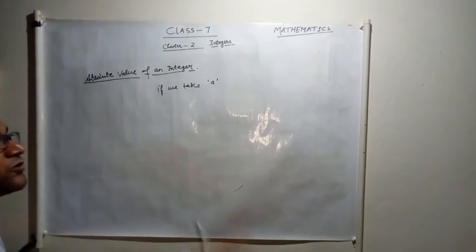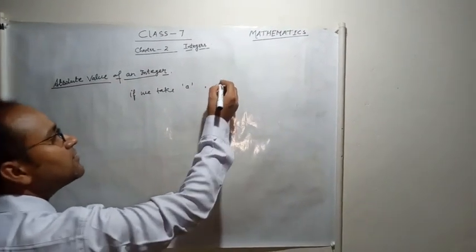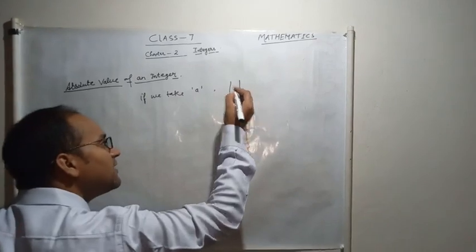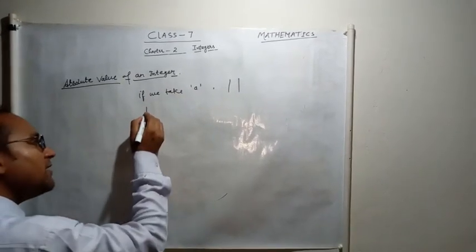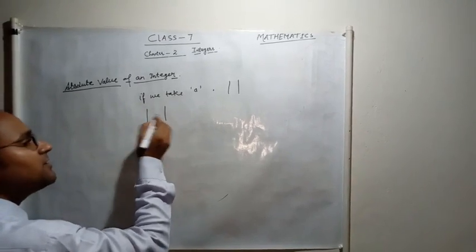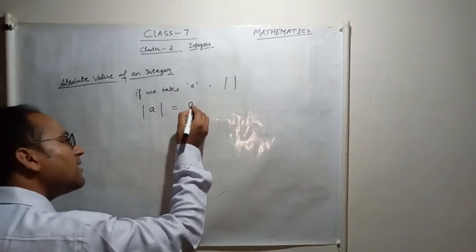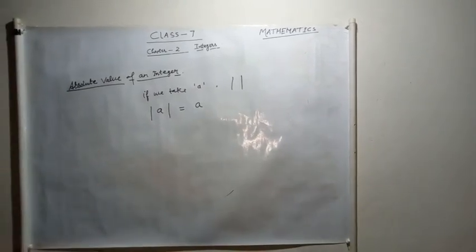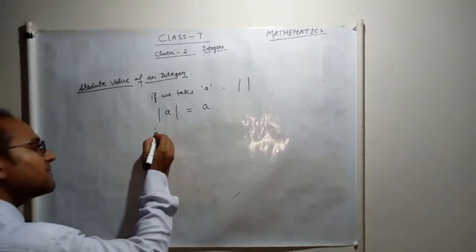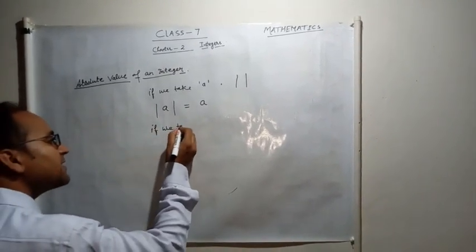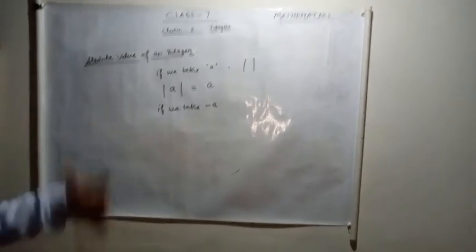represented by two vertical lines. The absolute value of a is represented by two vertical lines. The absolute value of a is always a positive integer, always a positive value. And suppose we take minus a, what is the absolute value of minus a?